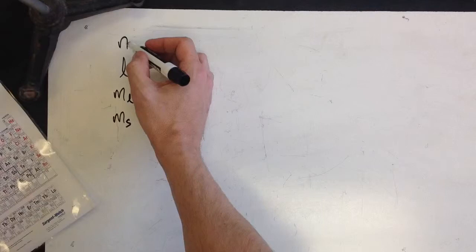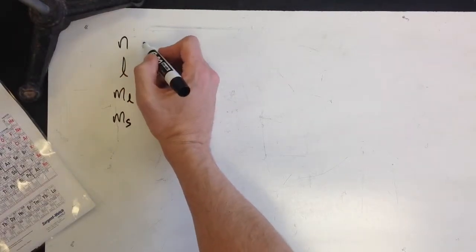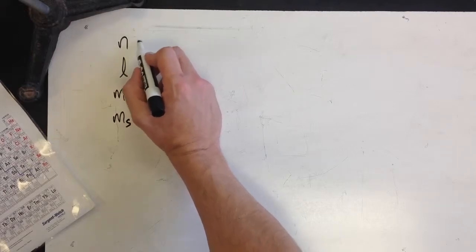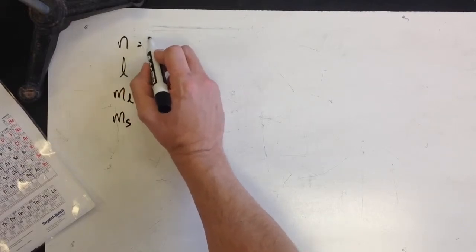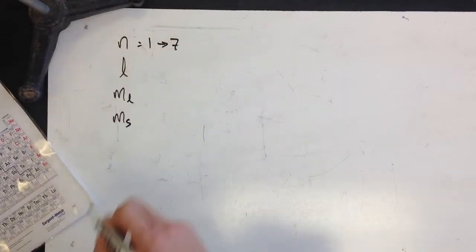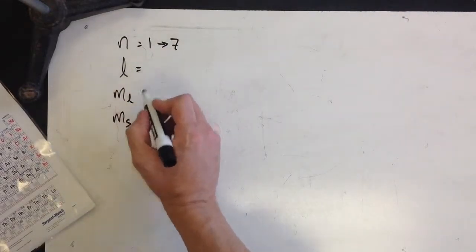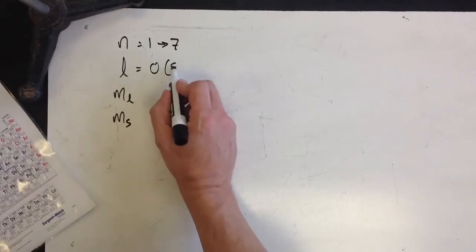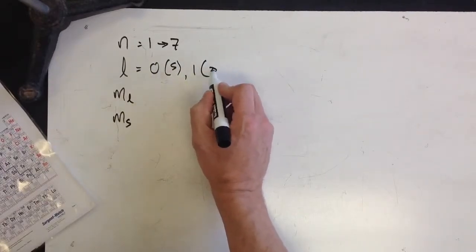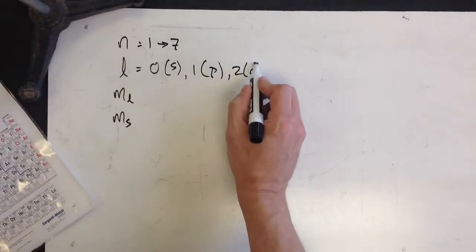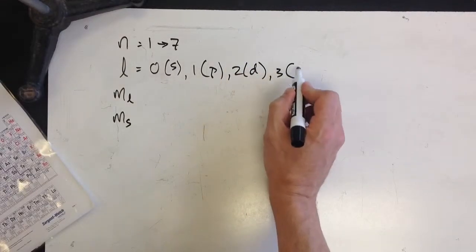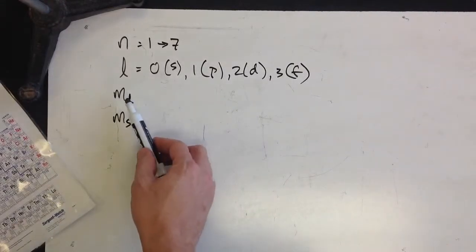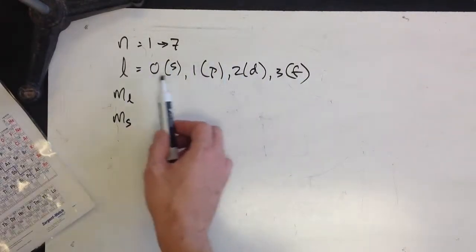We know that the primary quantum number is just the period or the energy level, so it can be anywhere from 1 all the way up to 7. L represents the orbital type, so it could be 0, which is S, it could be 1, which is P, it could be 2, which is the D, and it could be 3, which represents F. All right? The ML obviously corresponds to the L value.